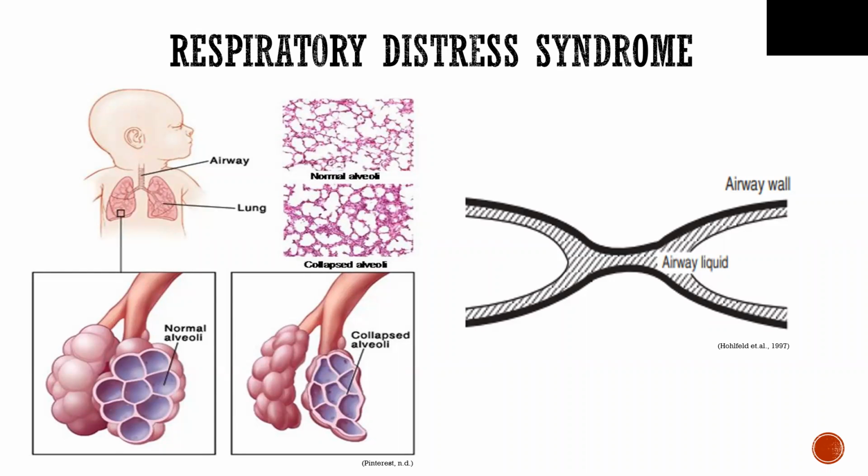So what is pulmonary surfactant? Pulmonary surfactant, as described by Hoffeld et al., is composed of both phospholipids and surfactant-specific proteins. This is a very crucial lubricant that is synthesized within the alveolar region by the type 2 pneumocytes.